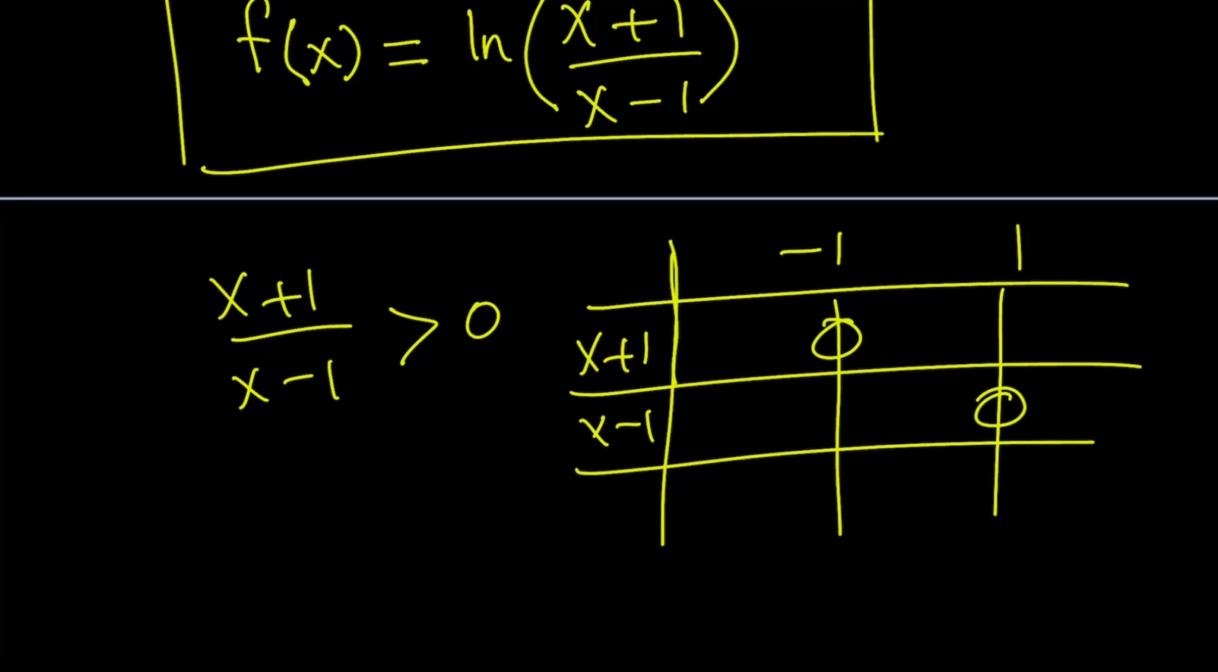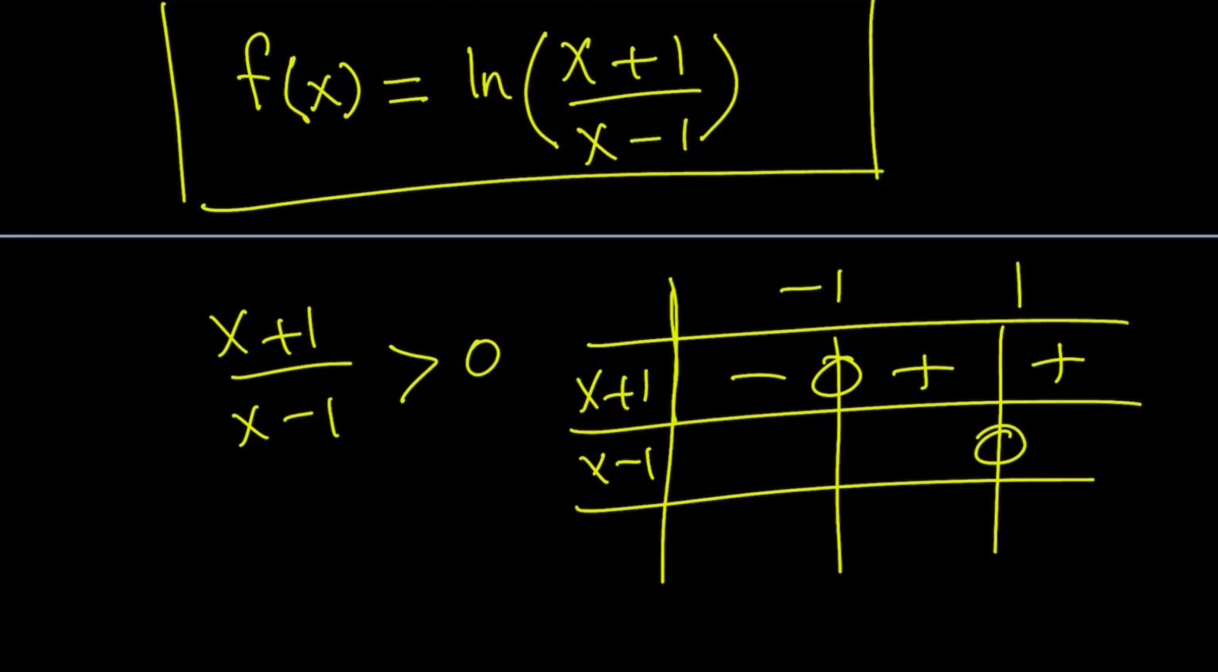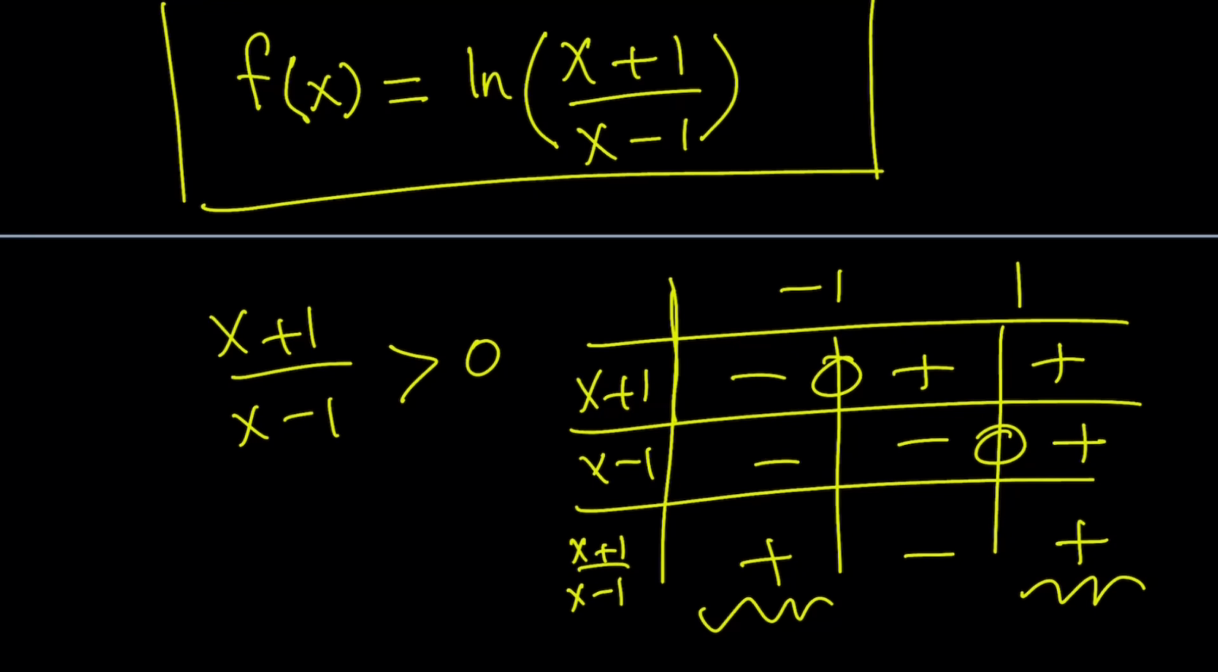Where it changes sign, x plus 1 is going to be positive if x is greater than -1, otherwise it's negative. X minus 1 is positive if x is greater than 1, and otherwise it's negative. Their quotient, obviously we're not looking at the equal sign, is going to be positive here, negative here, and positive here. Since we want it to be positive, our x values cannot be between -1 and 1. Obviously that includes 0, so 0 is not in the domain, but pretty much everything else is in the domain.